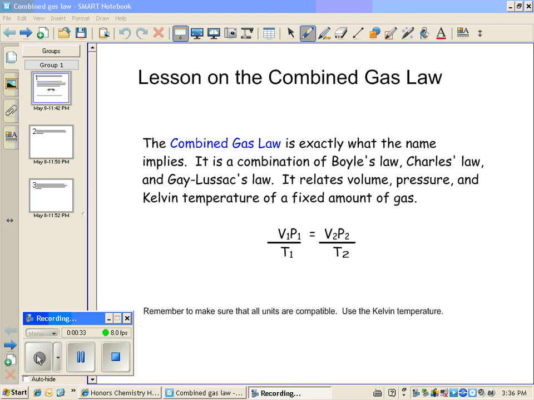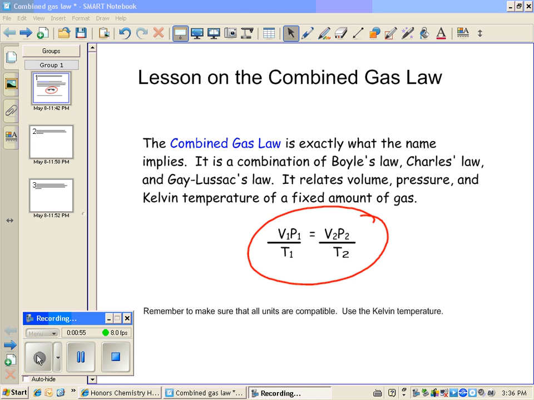I want to show you a few things, and I'm going to change something. This is the combined gas law right here. Notice it's V1 times P1 divided by T1 equals V2 times P2 divided by T2. You need to memorize that one. As a matter of fact, of the gas laws so far that we've talked about, Boyle's law, Charles' law, and Gay-Lussac's law, if you know this one, you really know the other three.